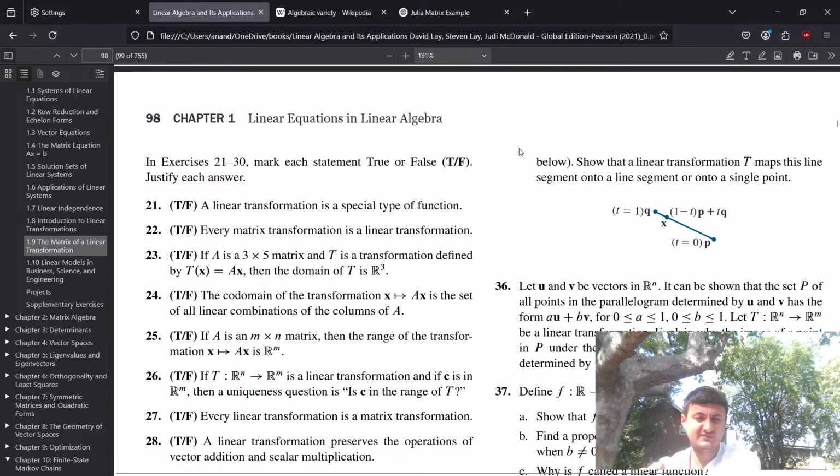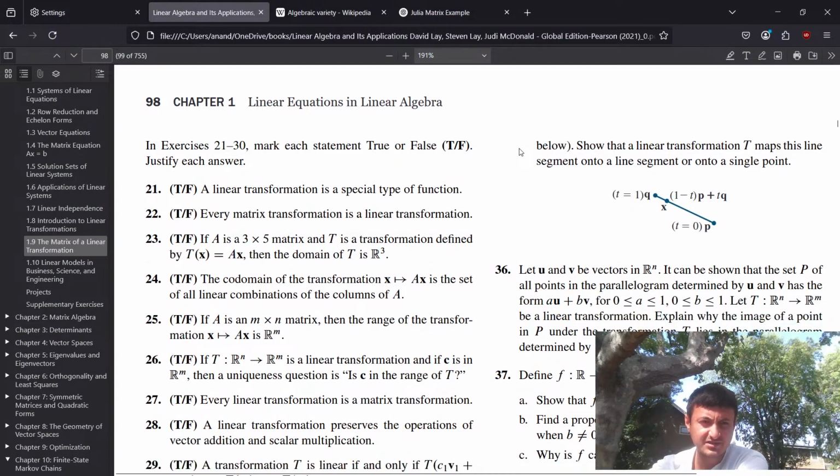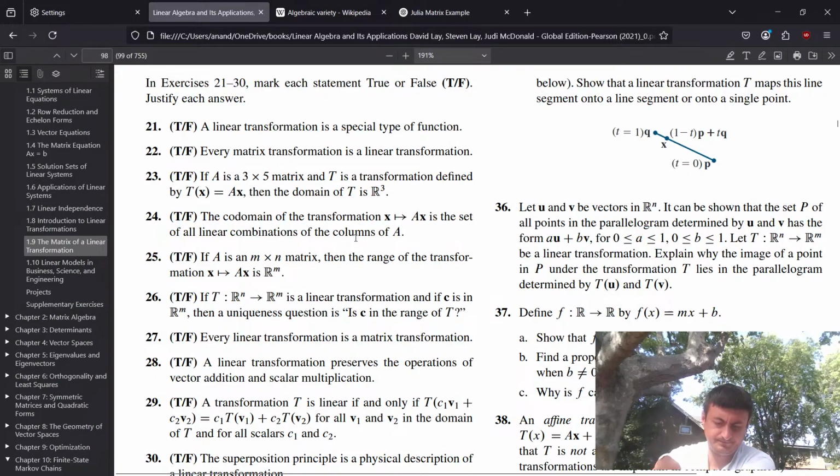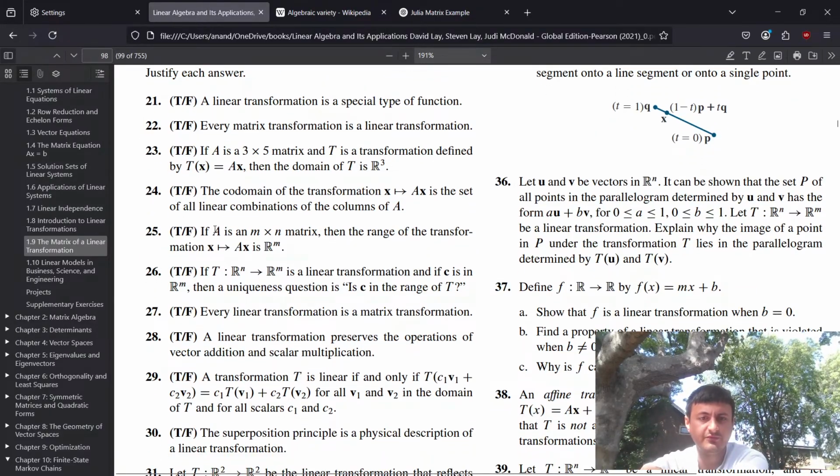Okay. If the range, I think that's also false. We don't really know anything about the dimension of the range. Okay, 25 would be true if you replaced range with codomain. The codomain of this transformation is R.